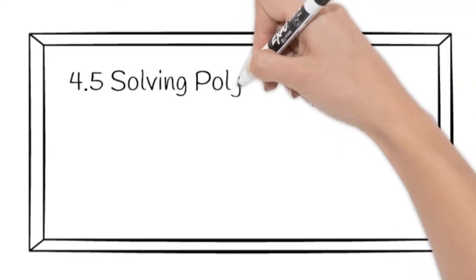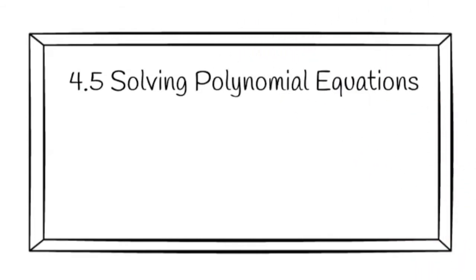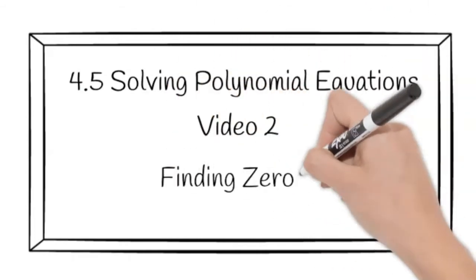We're on 4.5, solving polynomial equations. This is video number 2. We are finding zeros of a polynomial function, and then we are graphing it.